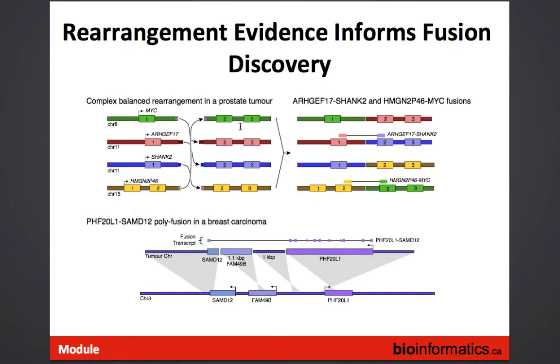And we found that they were produced by this complex event where three chromosomes at four loci were brought together and simultaneously translocated to produce four breakpoints, and this simultaneously produced these two fusion transcripts.